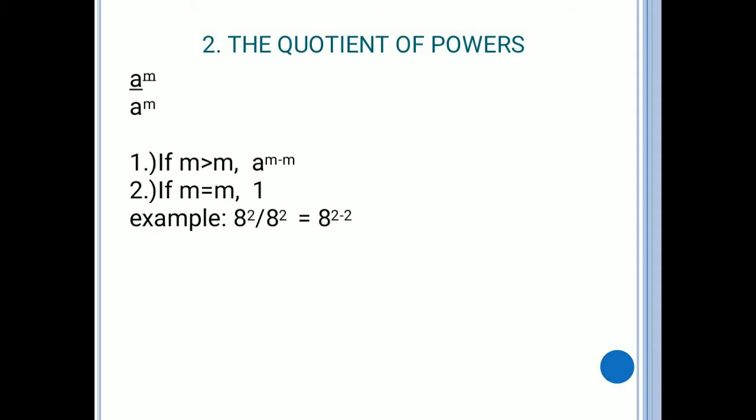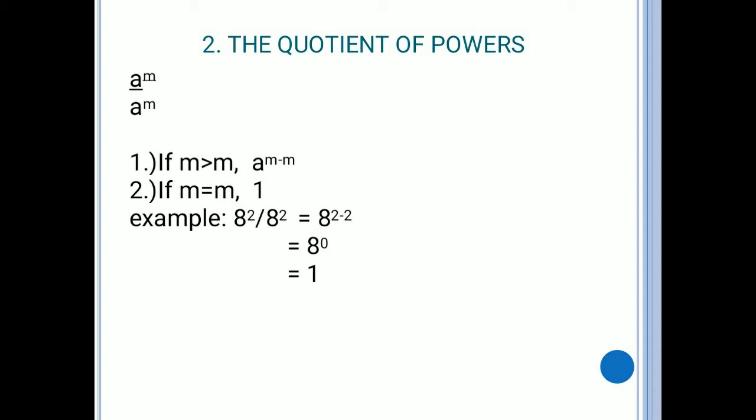For example, 8 raised to 2 over by 8 raised to 2. So, ang base natin ay 8 at ang ating exponent ay parehas din na 2. So, 8 raised to 2 minus 2 is equal to 0. And any number raised to 0 is equal to 1. So, our final answer is 1. So, kaya 1 ang magiging sagot kapag parehas ng base at parehas din ng exponents.